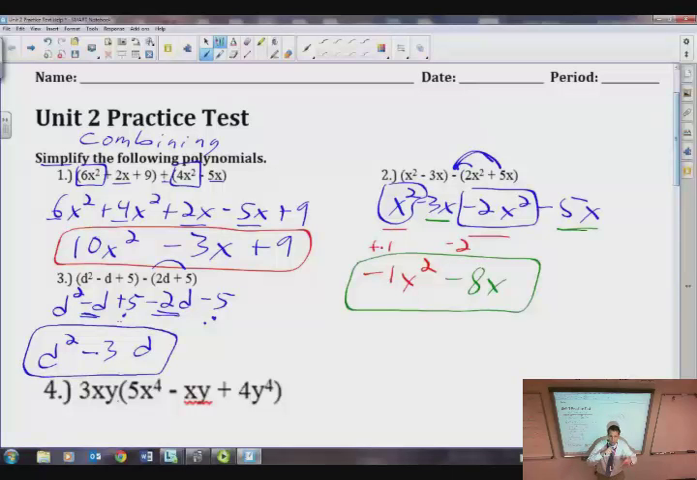Check your answer. Remember, do the problem first. Don't look. Don't cheat. Remember, do the problem first, then check your answer.